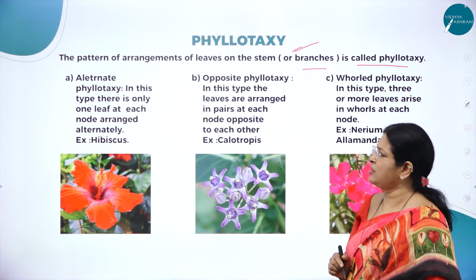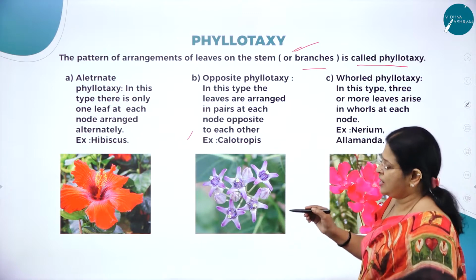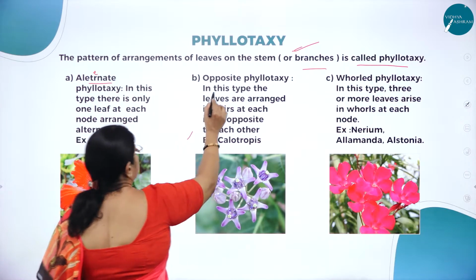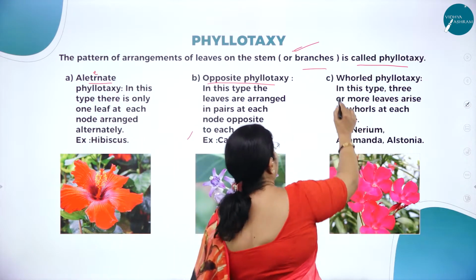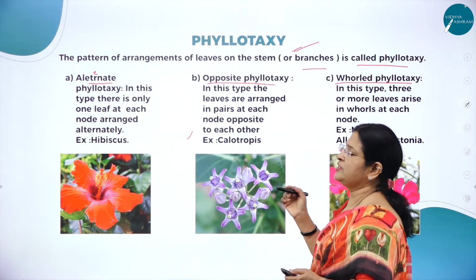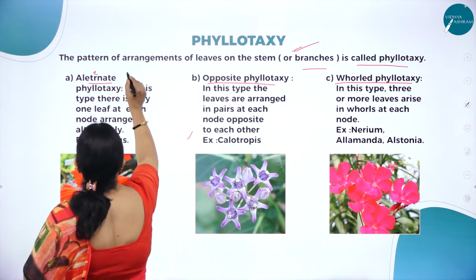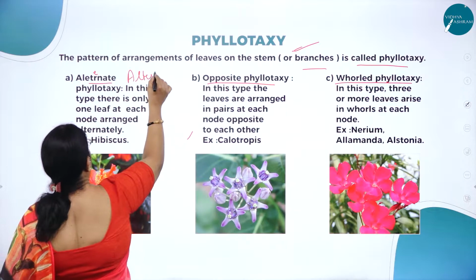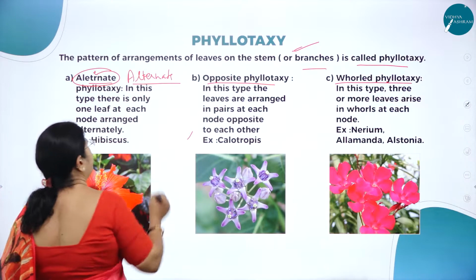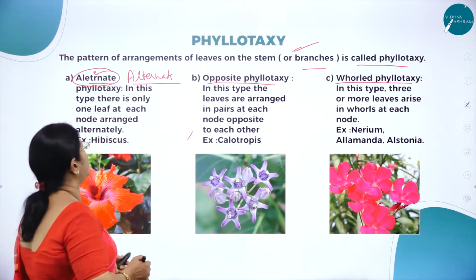Philotaxy is of 4 types. One is the alternate Philotaxy, opposite Philotaxy and oral Philotaxy. There is one more called superopposed Philotaxy. So you can say there are 3 main types of Philotaxy. One is alternate, the spelling is alternate. So the spelling is wrong here. Alternate Philotaxy, then opposite Philotaxy and oral Philotaxy.